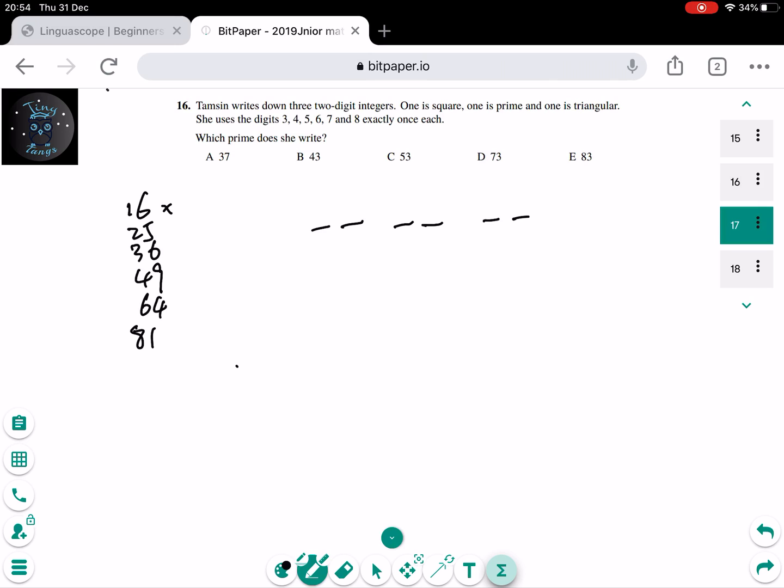And if you think of these numbers, 3, 4, 5, 6, 7, 8, 16 is missing out one, so that won't work. And 25 won't work because it doesn't have a 2. 36 might work. 49 won't work, so it's not a 9. 64 might work. 81 won't work because there isn't a 1. So we know that it has to be 36 or 64.